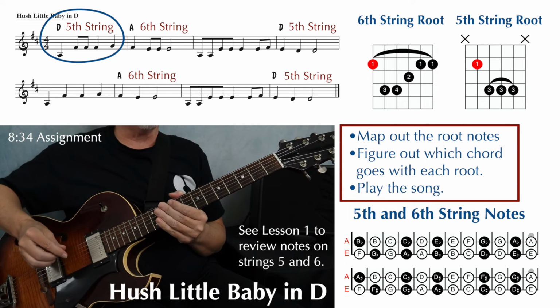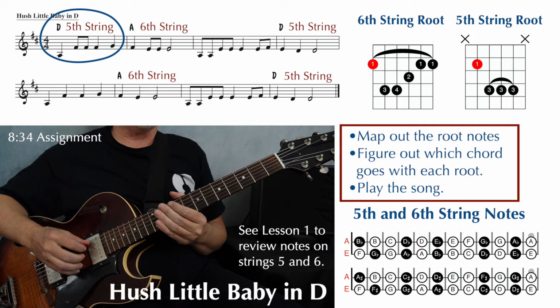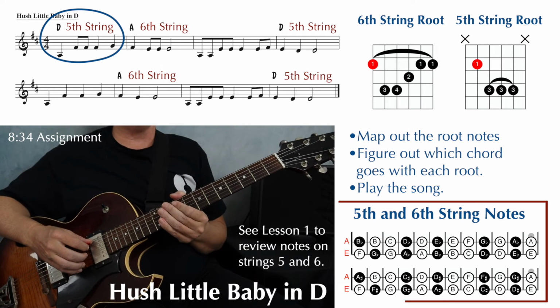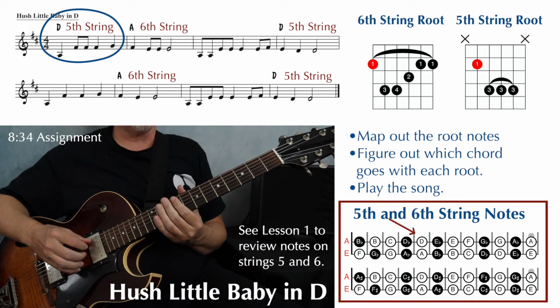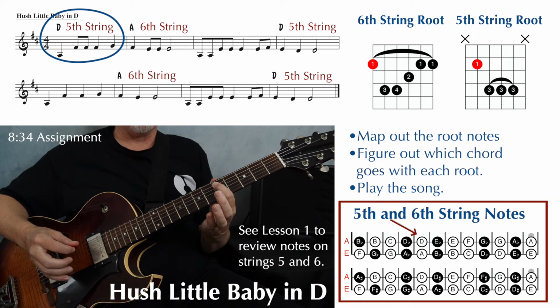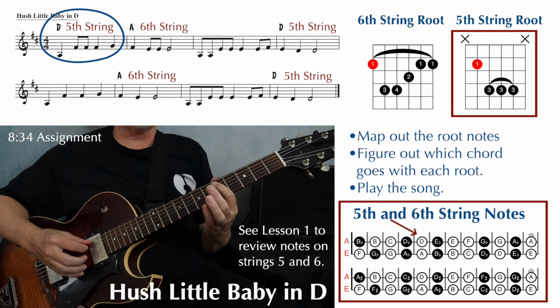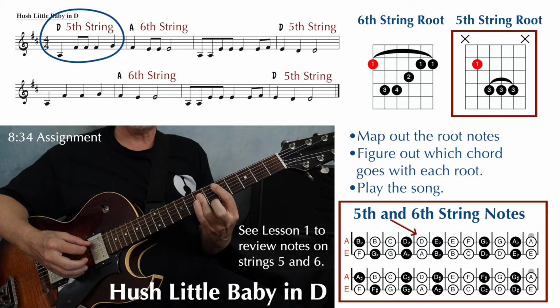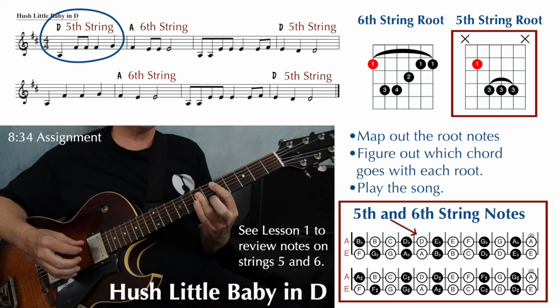Starts off with a D chord or D major. Remember, we're going to play this with the root on the 5th string, so you need to find your D on the 5th string. That's going to be at the 5th fret. Because that's at the 5th string, we're going to use our 5th string shape to play those D majors.